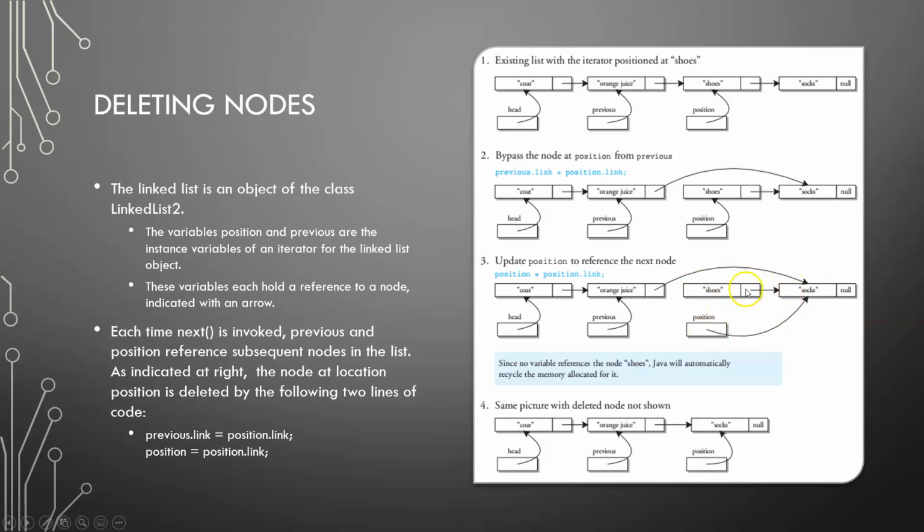Now, technically right now, shoes is not being used. So Java's automatically going to recycle the memory allocated for it. And we'll talk about that here in a second with the garbage collection. All right, now this last diagram, because this might get a little confusing for you, remember this no longer exists. So it's pretty much the same thing, just we don't have the deleted node in there. Head is still coat, previous is orange juice, but position points to socks.